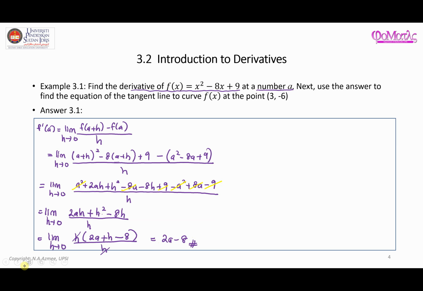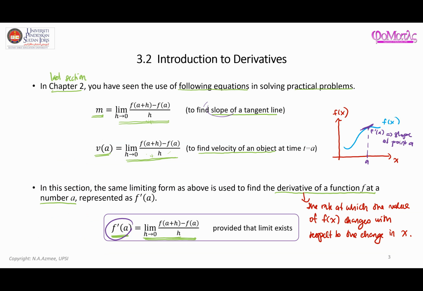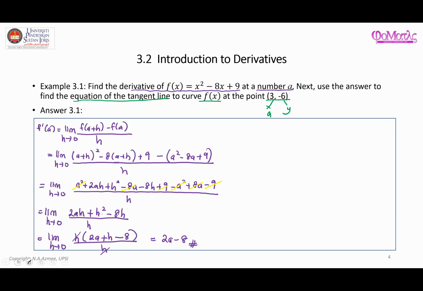Next, we're going to use the answer to find the equation of the tangent line to the curve f(x) at the point (3, -6). So this is point x and point y, and this x also represents point a. If you refer to the idea given here, this is at point a and you are asked to find the equation of the tangent line at this point. So this could be the tangent line, so you need to find the slope, and then come up with a straight line equation. Right now we are going to find the slope.